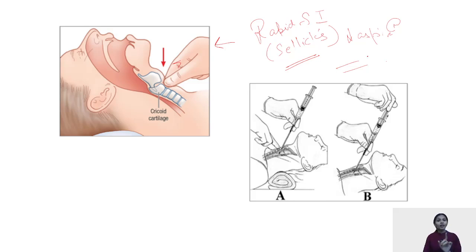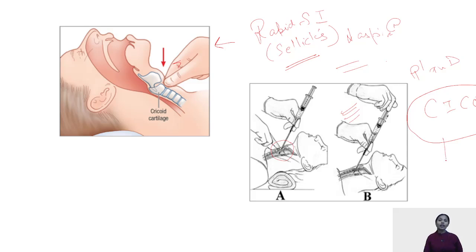The pressure given is 30 to 40 newtons on the cricoid cartilage, because the cricoid cartilage is a complete ring enclosing your esophagus, and the esophagus is compressed against your vertebra. Done. The last image that you can see here is cricothyrotomy. This is needle cricothyrotomy, which is used as plan D when you have a can't intubate, can't oxygenate condition.